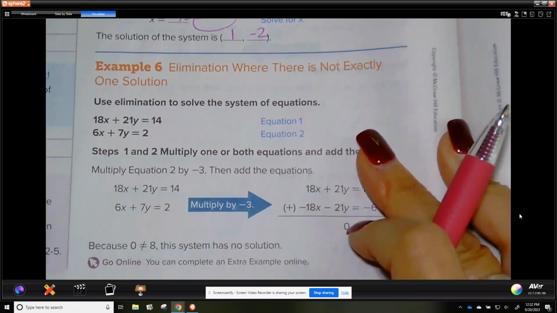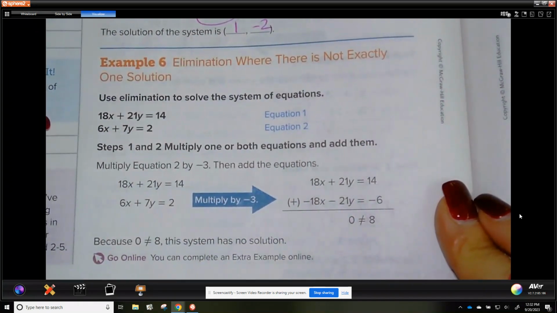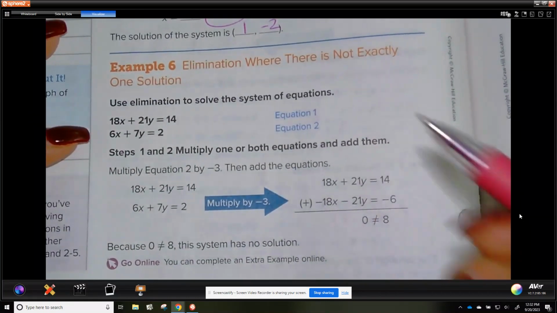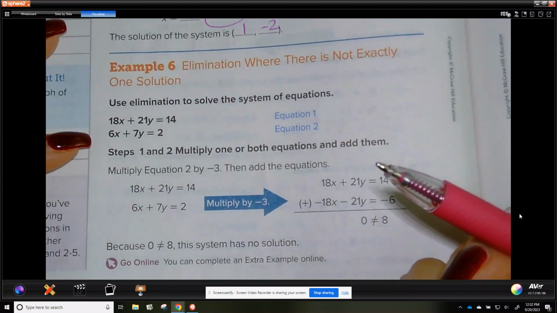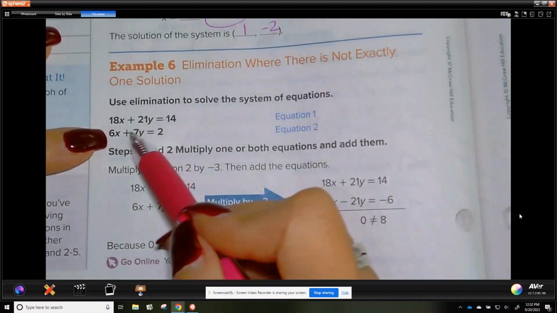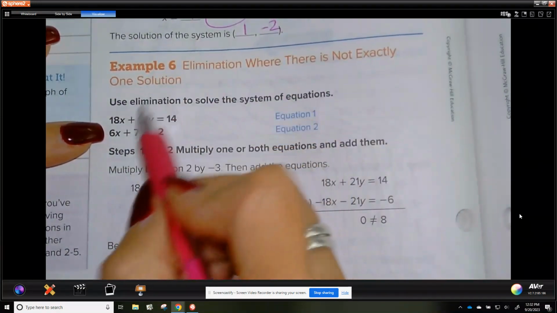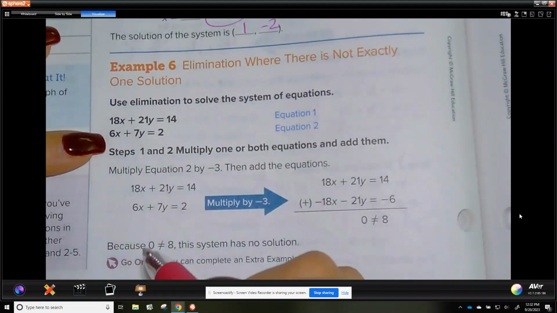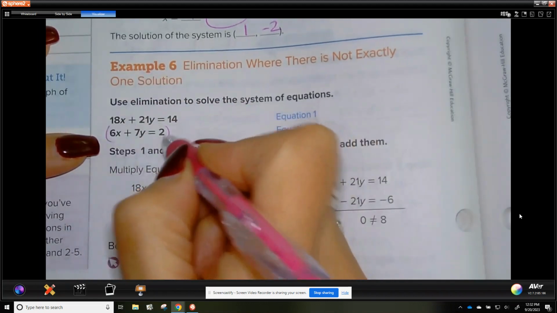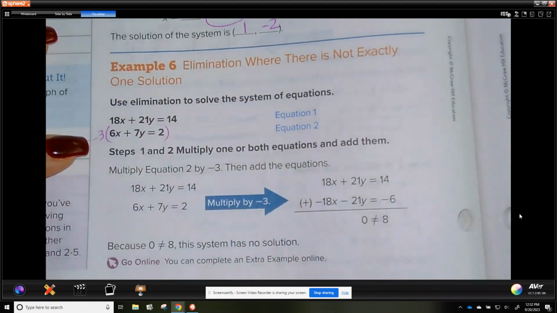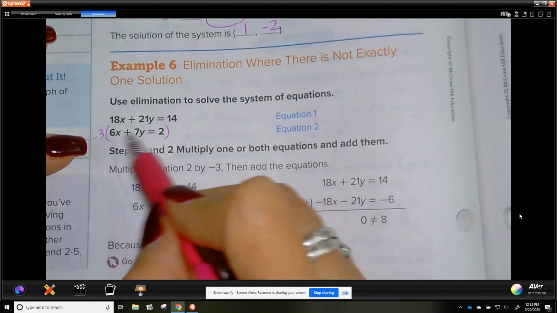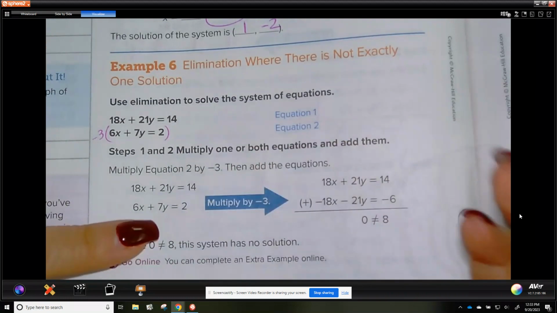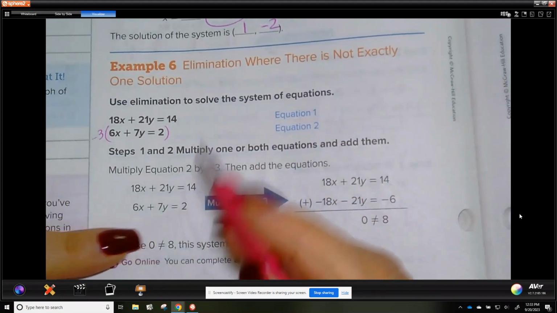Last example, elimination where there's not exactly one solution. Again, you get something that isn't equal, but I'll go through it. So they changed the second one. Oh, this is a good one. So 18 and 6. This just has to be, 6 goes into 18. So if I multiply this by -3, it'll eliminate with that. Coincidentally, if I multiply by -3, it'll eliminate the y's also. So that's where they go away and you get something that's false.